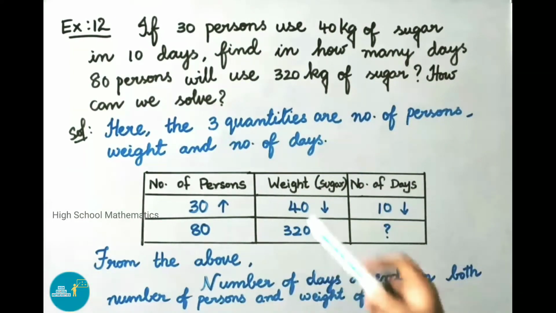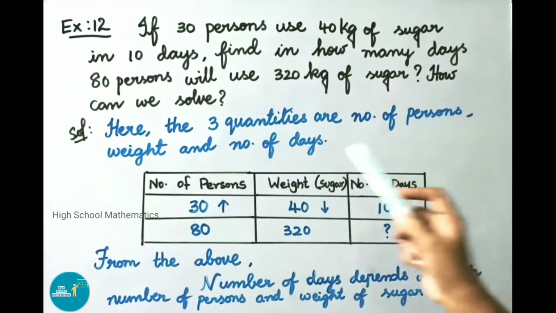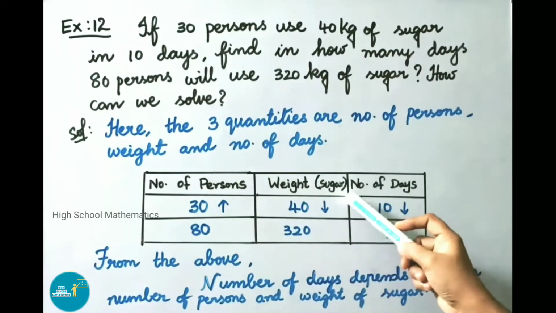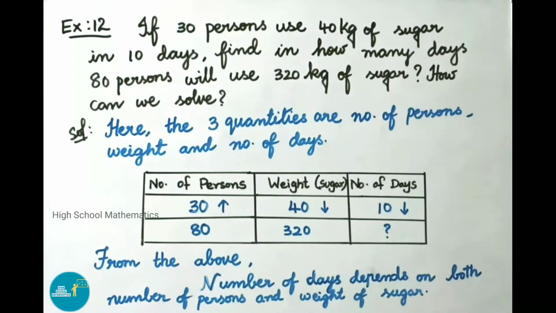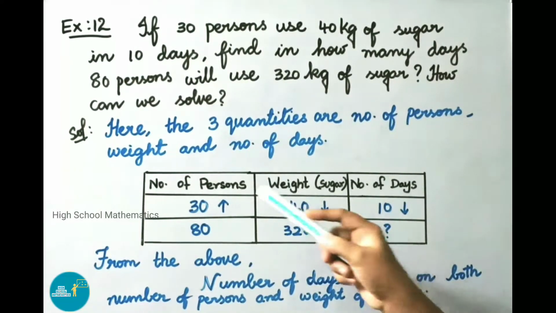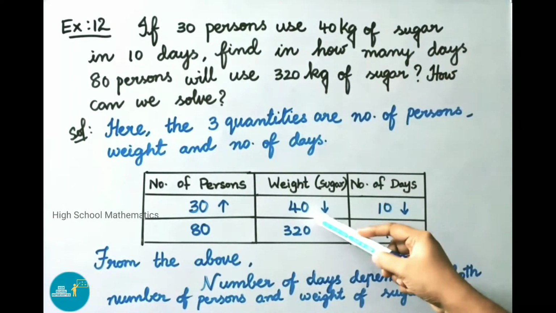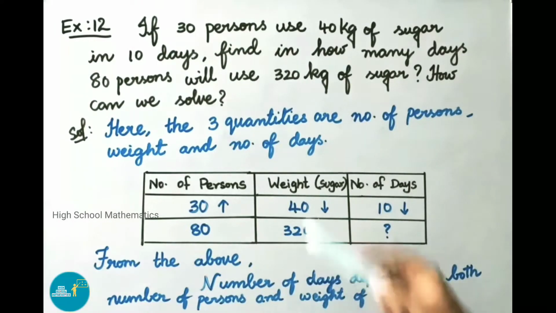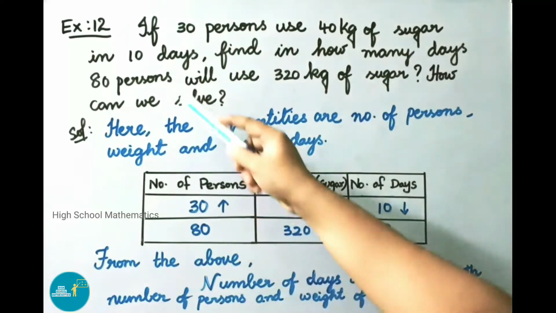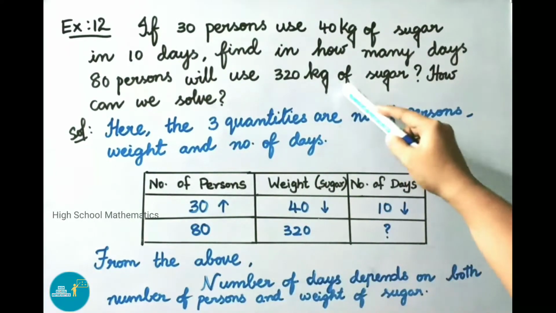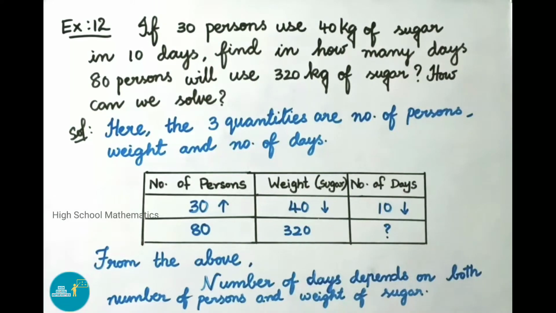So here we have taken a tabular form having three columns: number of persons, weight of sugar and number of days. First we have to write these values. First, what they have given: number of persons 30, weight of sugar 40 kg, so we have written 40. Next, number of days, that is 10 days. Next, they have given 80 persons, weight of sugar 320 kgs. In how many days can 80 persons use 320 kgs of sugar, we are going to find.